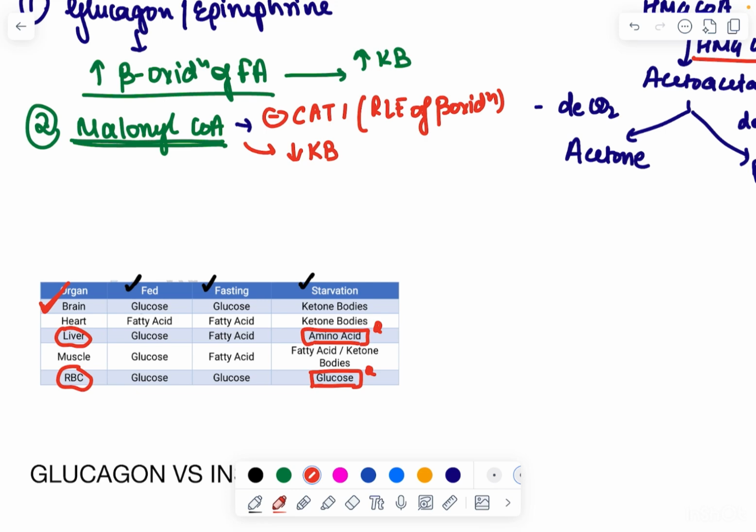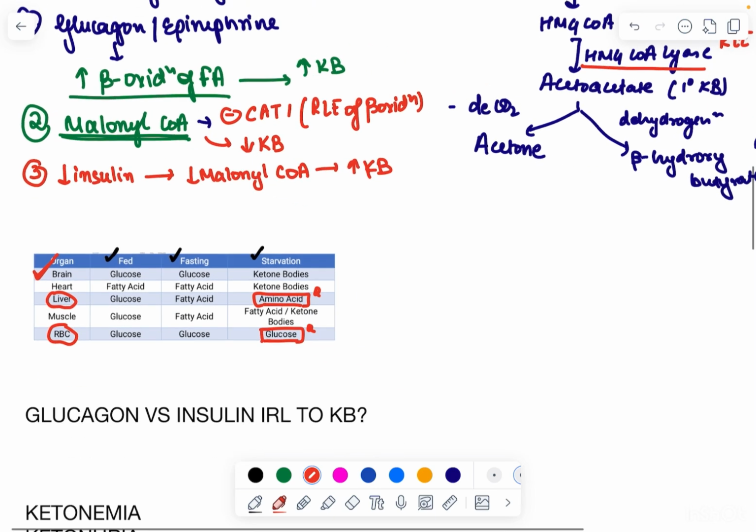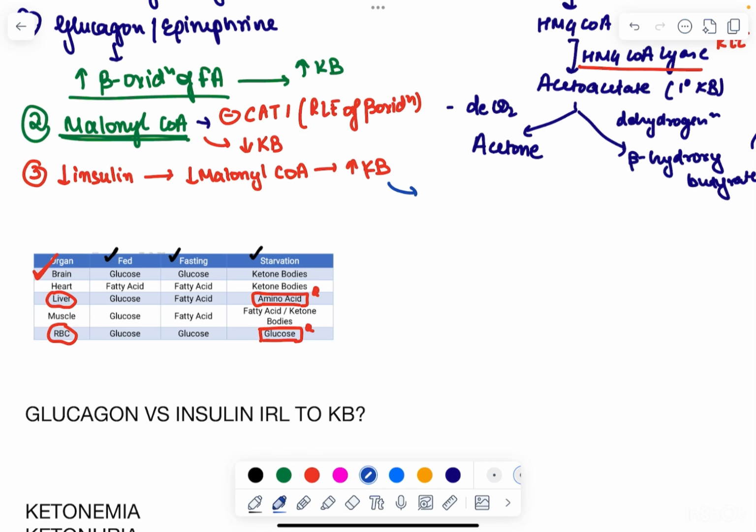All right, then if we talk about insulin, whenever there is less insulin, there is a decrease in malonyl CoA. So what happens is an increase in ketone bodies. That's why you see this in diabetic ketoacidosis, which basically occurs when we have type 1 diabetes mellitus, right?